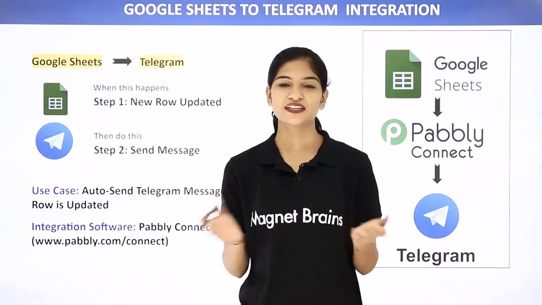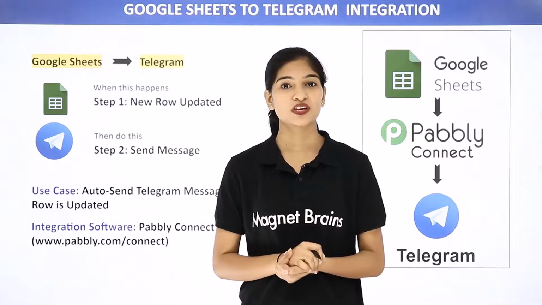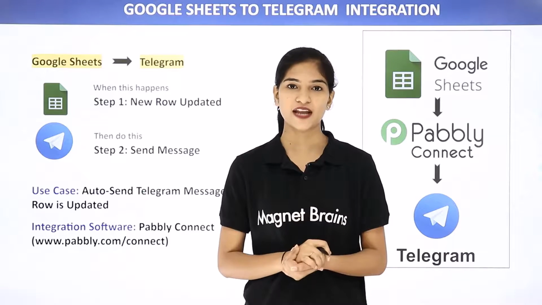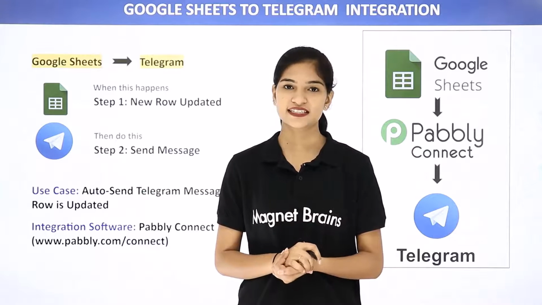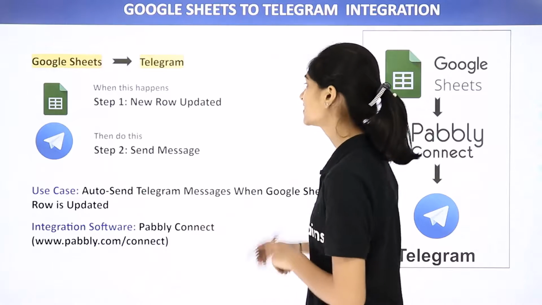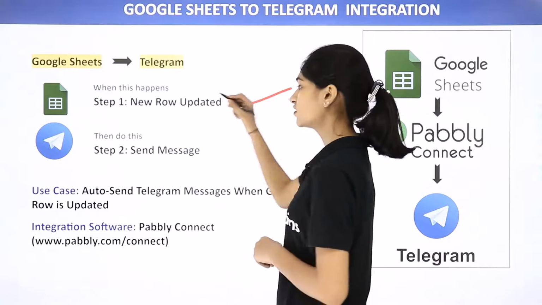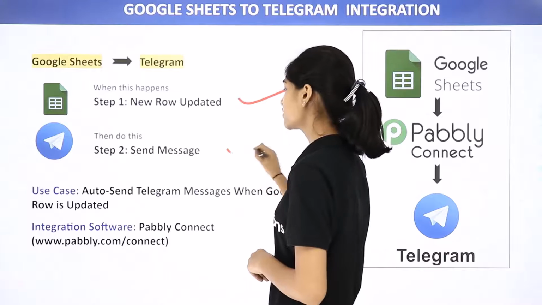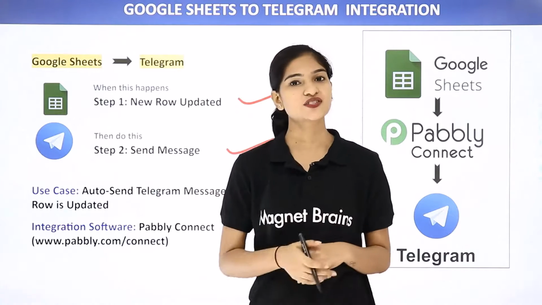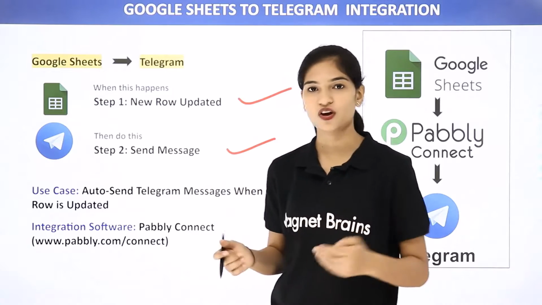Hello everyone, welcome to Pabbly Connect. Today in this video, we are going to integrate two software applications, Google Sheets and Telegram. The use case here is, whenever a new row is updated in Google Sheets, we want to send a message in Telegram. First, let us know what these two software applications are all about.